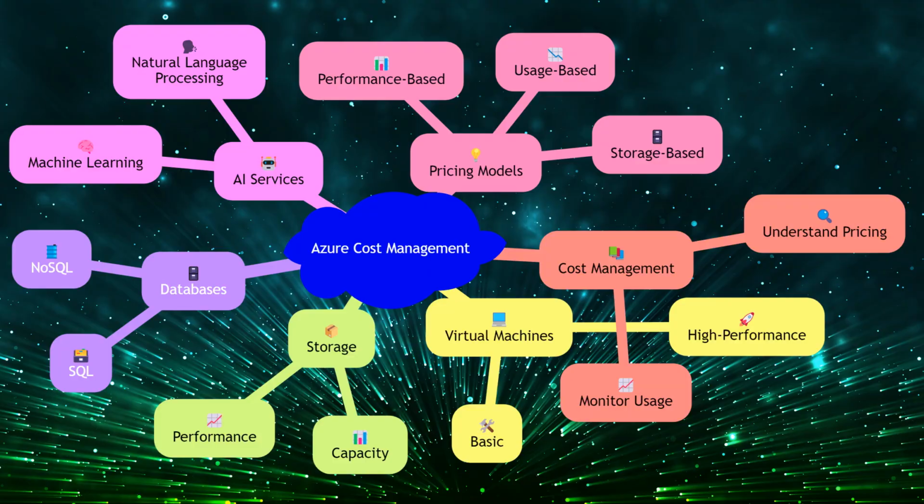The types of resources and services you use in Azure play a significant role in determining your costs. Azure offers a wide range of services, from virtual machines and storage to databases and AI services. Each service has its own pricing model, which can be based on factors like usage, performance, and storage capacity. For example, using a high-performance virtual machine will cost more than a basic one. Understanding the pricing structure of each service is essential for cost management.